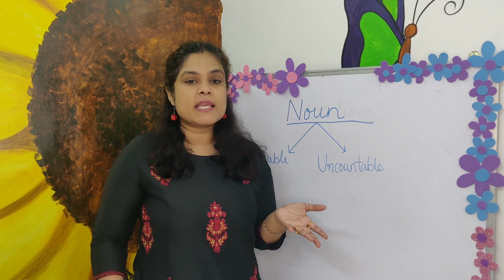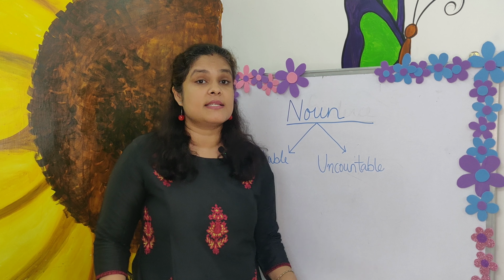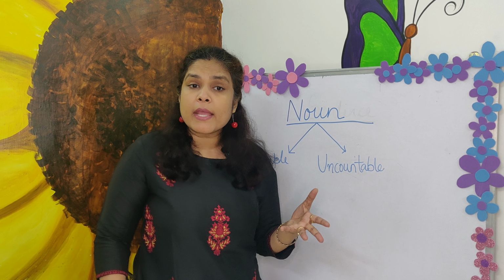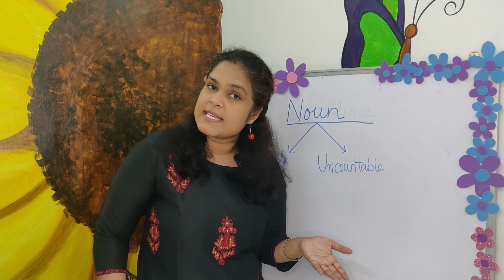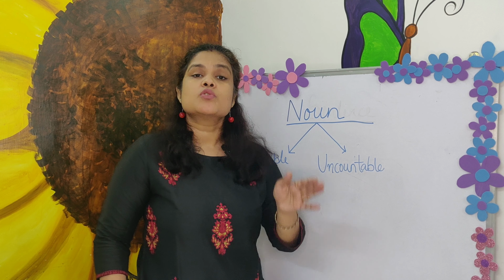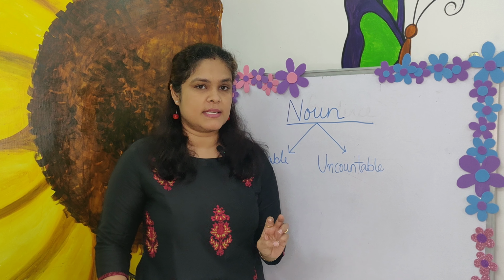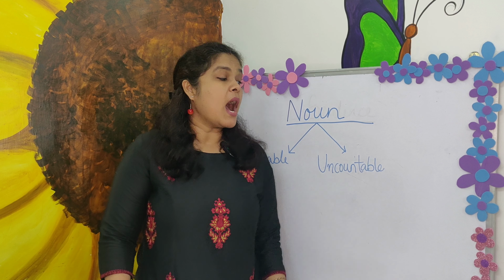If I am seeing here, I can see there is a chair, there is a table, there is a pen, there is a pencil, there is a desk, there is a fan, there is a board, there is a toy. So we can see so many things around which are existing in their singular and plural form. Correct? So the nouns which can be counted, जिनको हम count कर सकते हैं, उनको हम countable nouns कहते हैं.